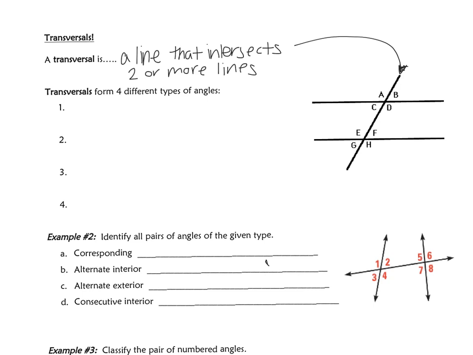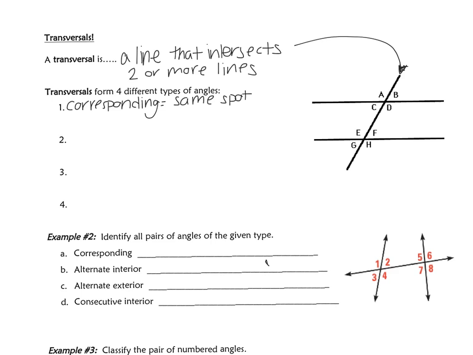Now, 4 types of angles we have. Very important that we understand these 4 and know how to use these 4 types of angles. First one, corresponding angles. These ones are in the same spot. I'll show you what I mean with that. I'll give you a couple examples.